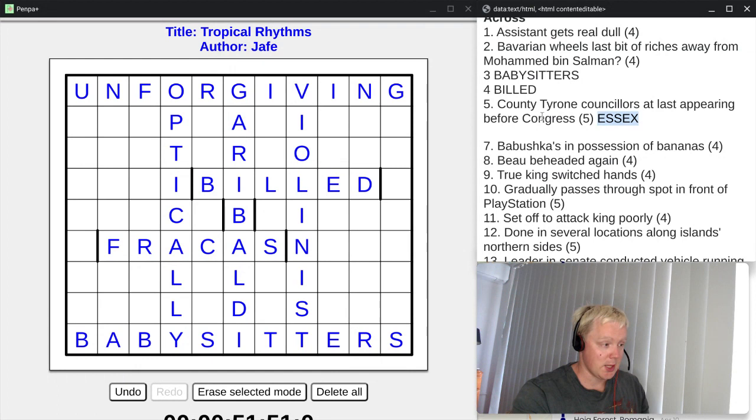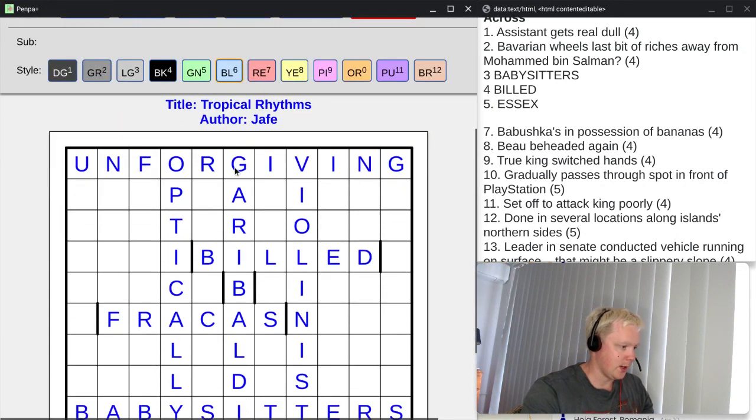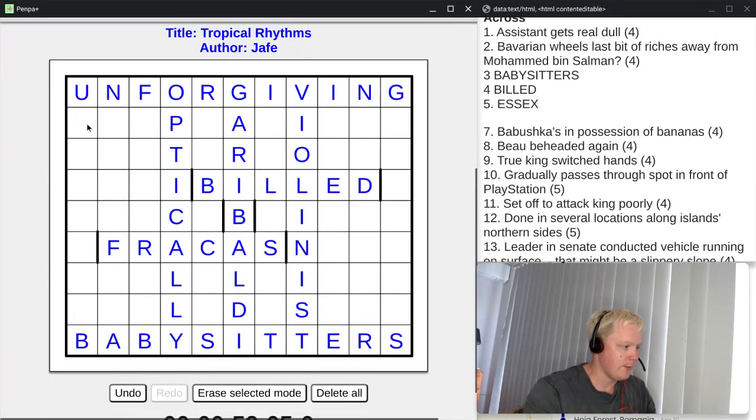So we have Essex here, and we can look at where Essex might go in the grid. I'm going to remove this. And we can look at where it goes. On the first row, we have to share at least one letter. That's the minimum. But none of P, A, and I appear in Essex, so it can't be one of these.